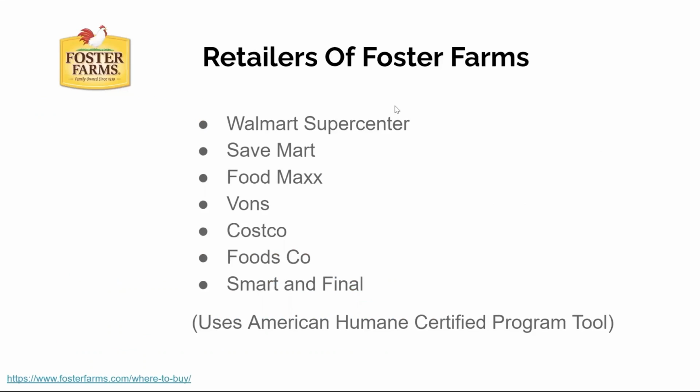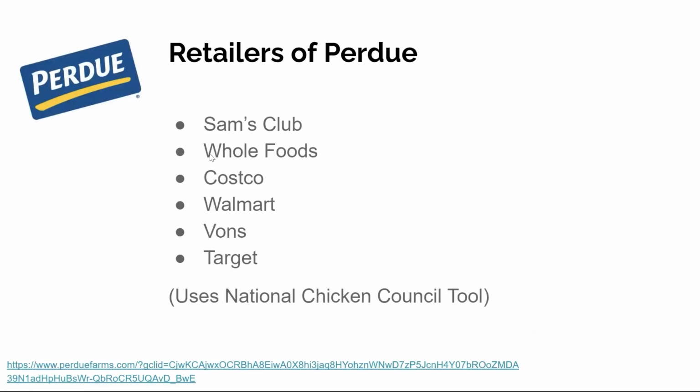So we got retailers of Foster Farms: Walmart Supercenter, Save Mart, Food Max, Vons, Costco, Food 4 Less, Smart and Final, and it uses the American Humane Certified Program tool. Retailers of Purdue include Sam's Club, Whole Foods, Costco, Walmart, Vons, and Target, and they use the National Chicken Council tool.